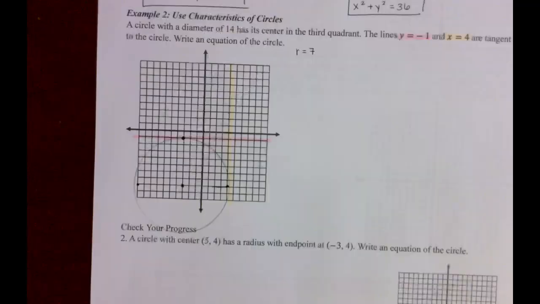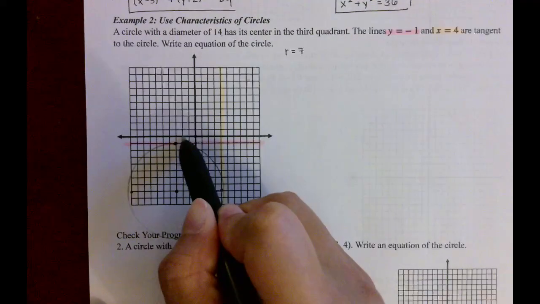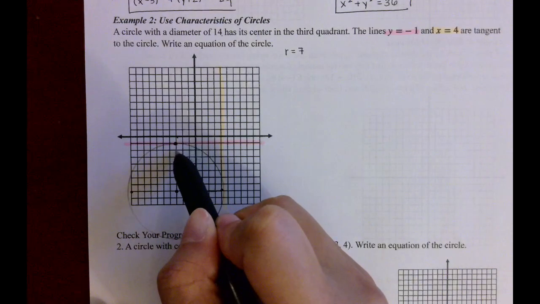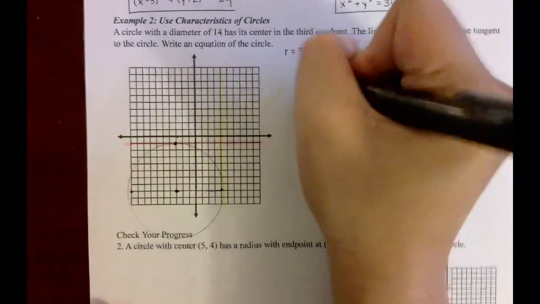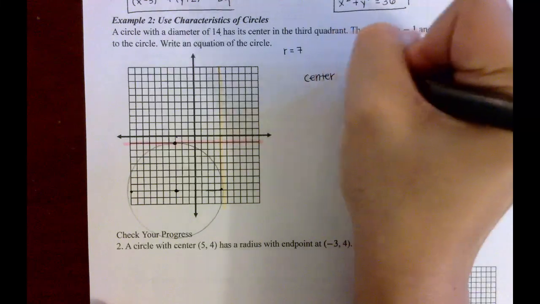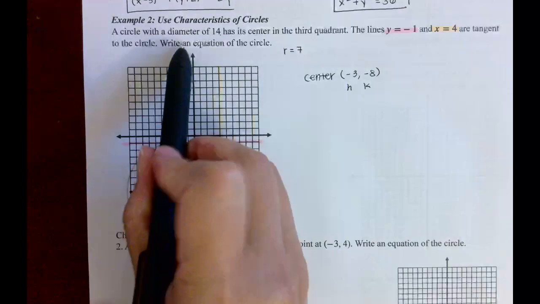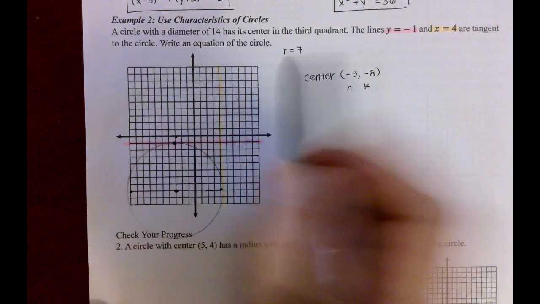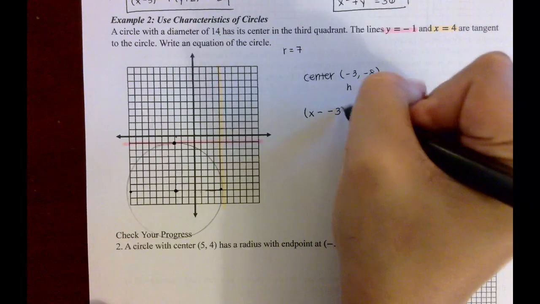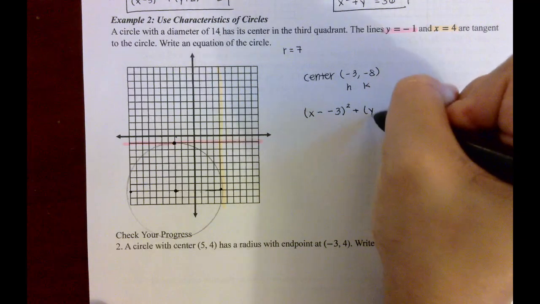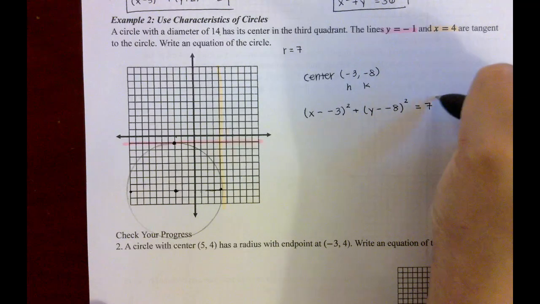Okay. And so now it allows me to find several things. The center here is at 1, 2, 3, -3, 1, 2, 3, 4, 5, 6, 7, 8. This is at -3, -8, which gives me my h and k. The diameter saying that it was 14 let me know that the radius is 7. So now, plugging it into my formula, x minus h, which is -3, squared, plus y minus k, which is -8, squared, equals my radius, which is 7 squared.